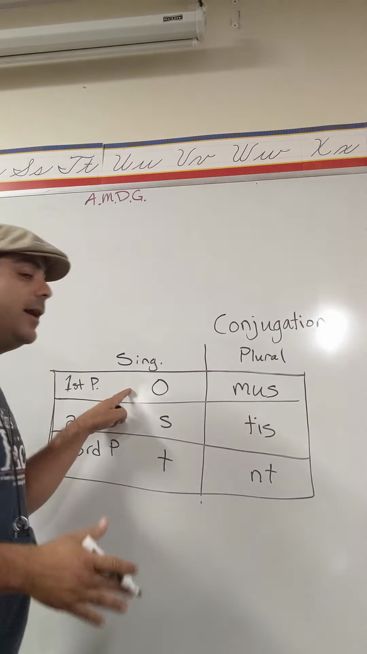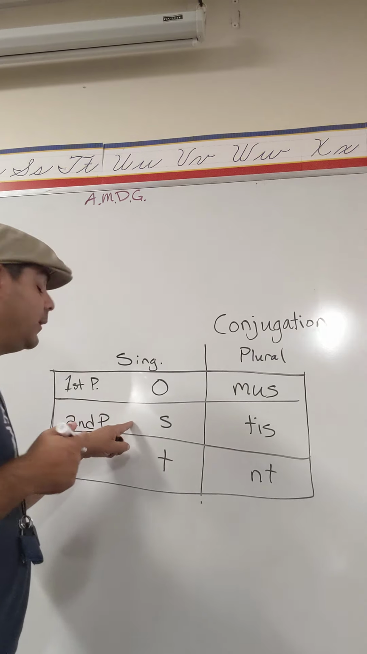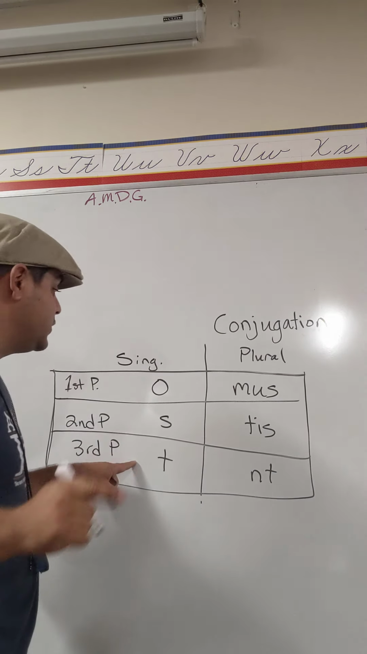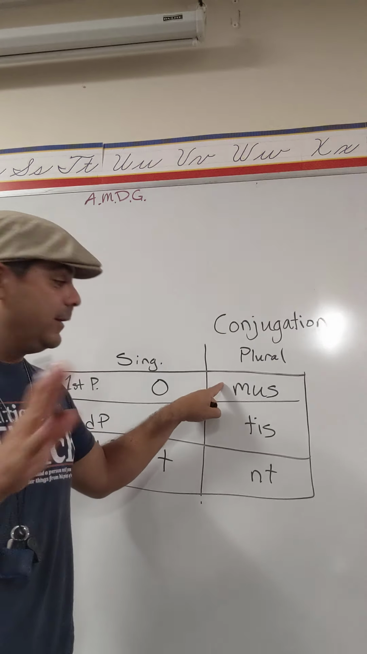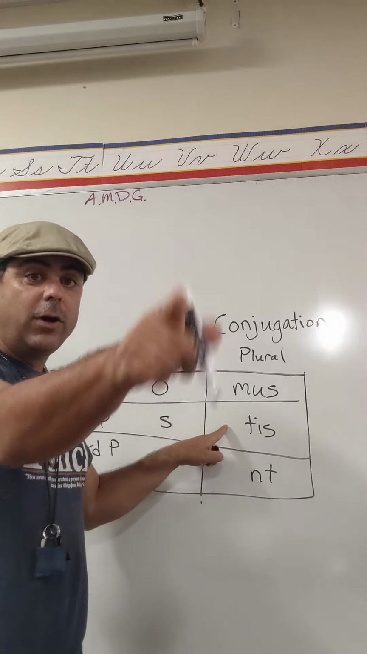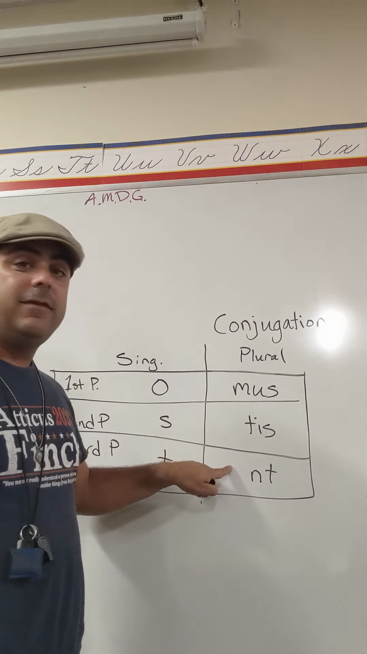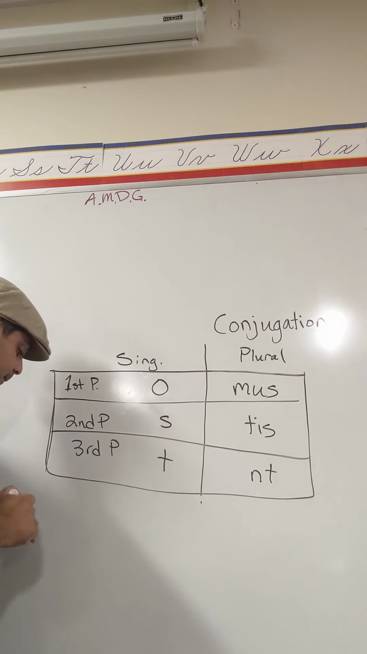This will always be I am doing something, you are doing something, he, she, or it, singular, is doing something, we are doing something, you all, so that means two or more people, right? You, plural, and they. So I'll give an example.